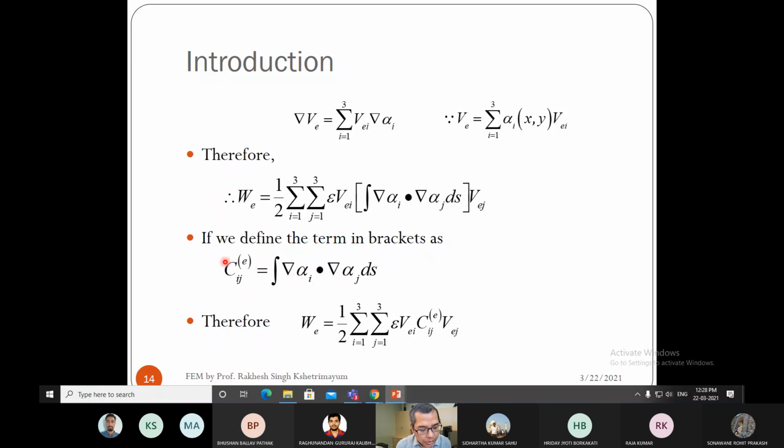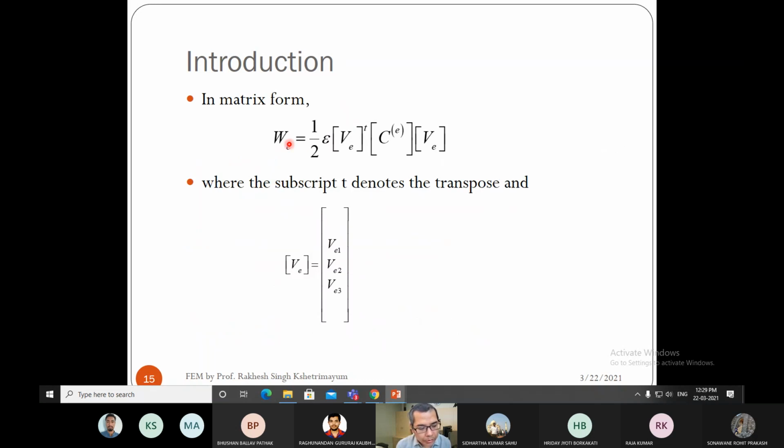After substituting Cij for this term inside the third bracket, you can write the functional W as half summation i going from 1 to 3, j going from 1 to 3, epsilon Vi Cij for the element e Vj. So one of the major works in the finite element method is to find this coupling coefficient. Finally, in matrix form you can write W is equal to half epsilon Ve transpose Ce Ve, where, because we have considered one triangular element, Ve will have only three nodes: V1, V2, V3.